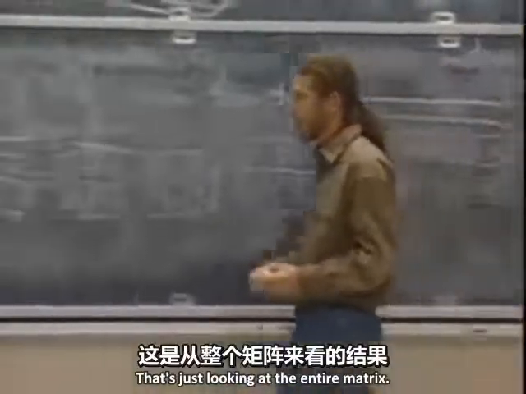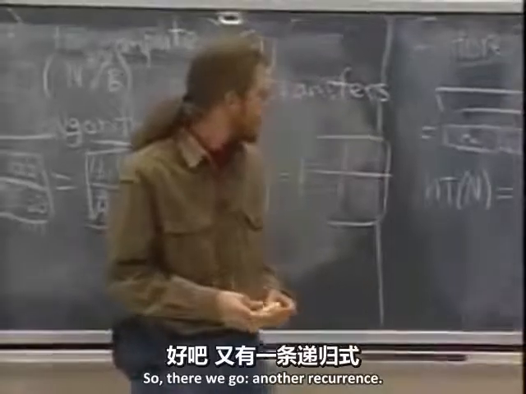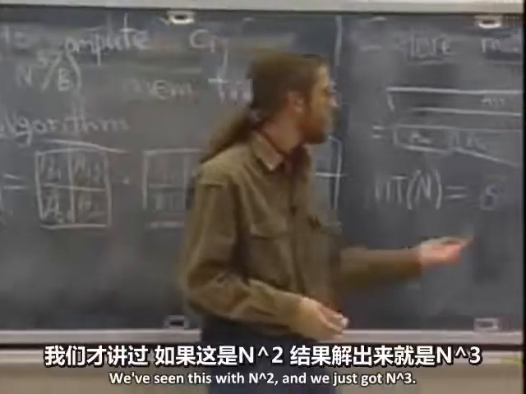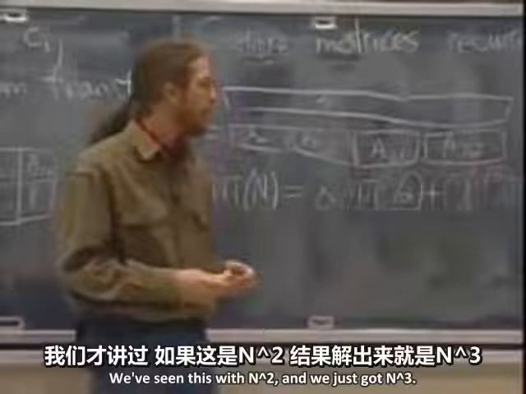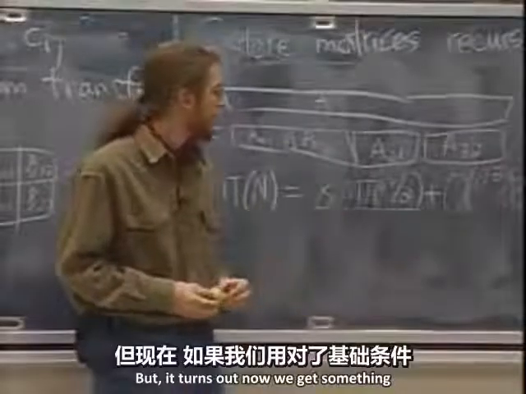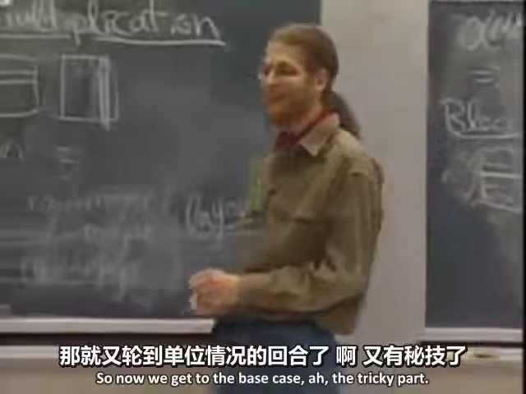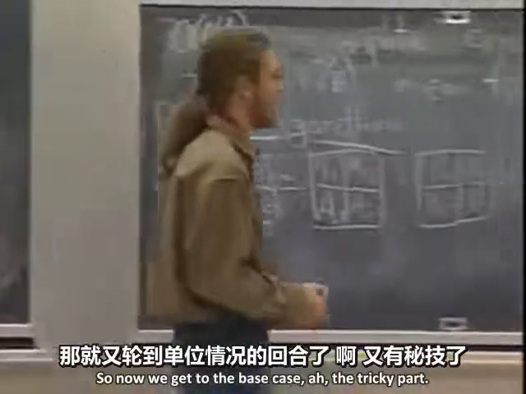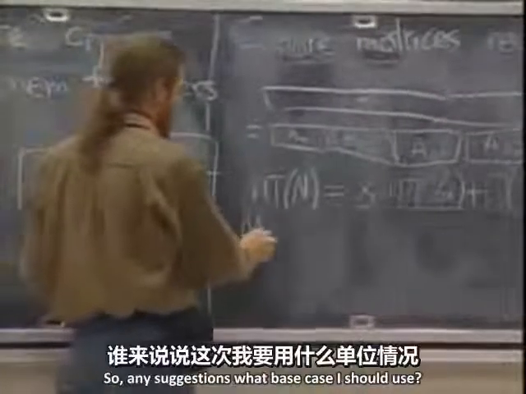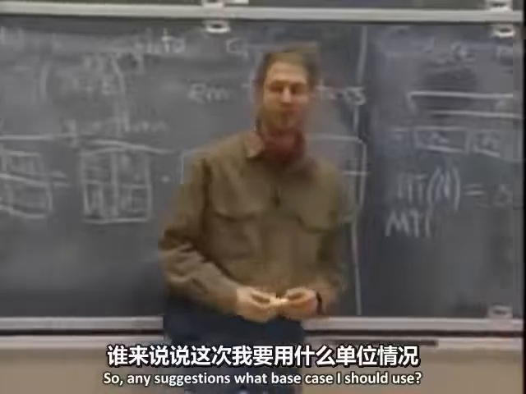That's just looking at the entire matrix. So there we go. Another recurrence. We've seen this with n squared, and we just got n cubed. But it turns out now we get something cooler if we use the right base case. So now we get to the base case, the tricky part. Any suggestions what base case I should use?